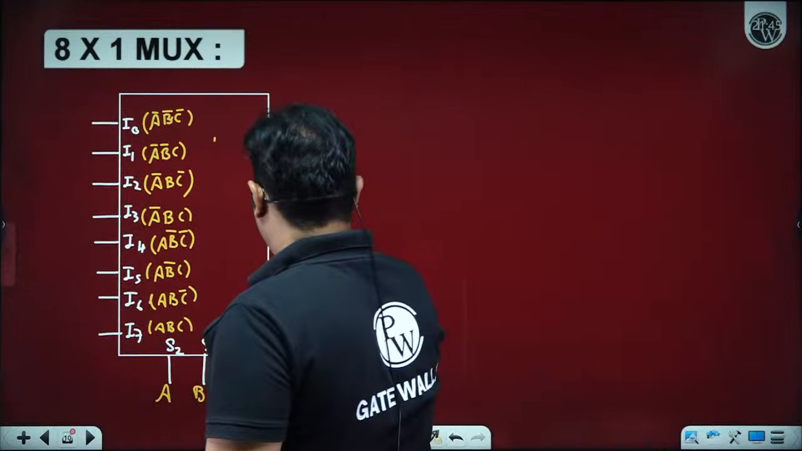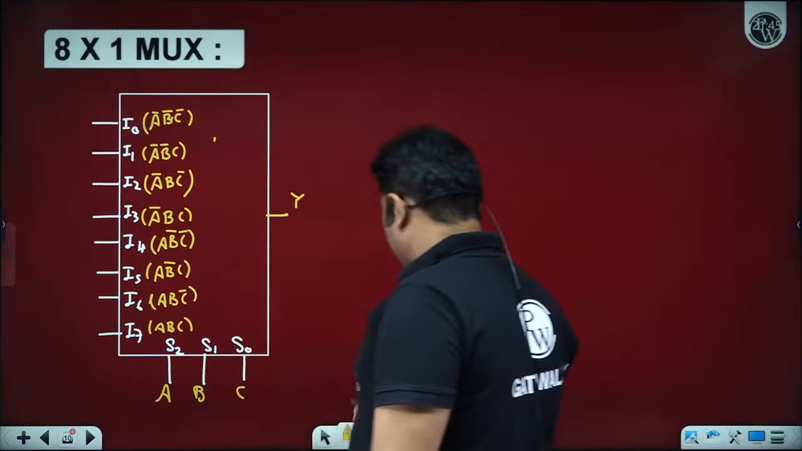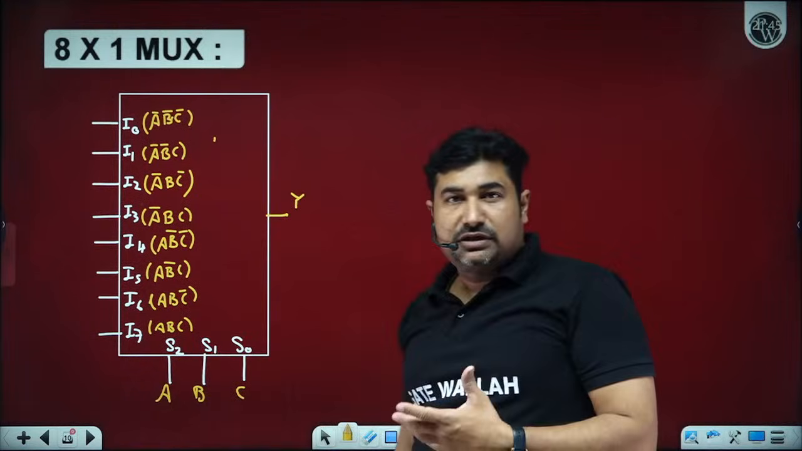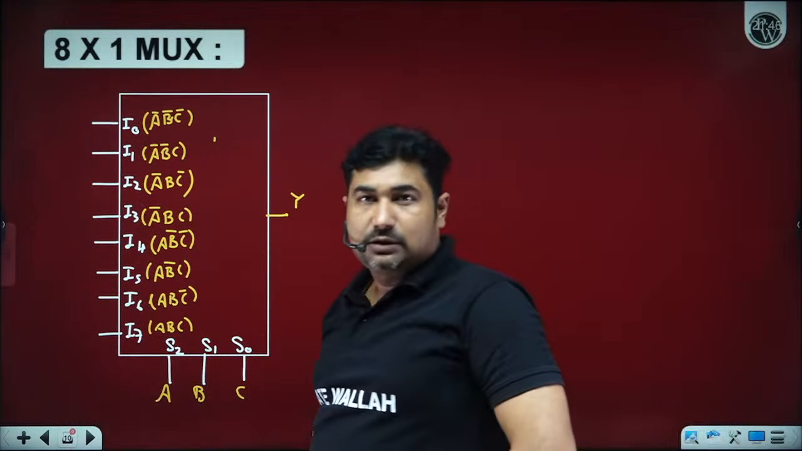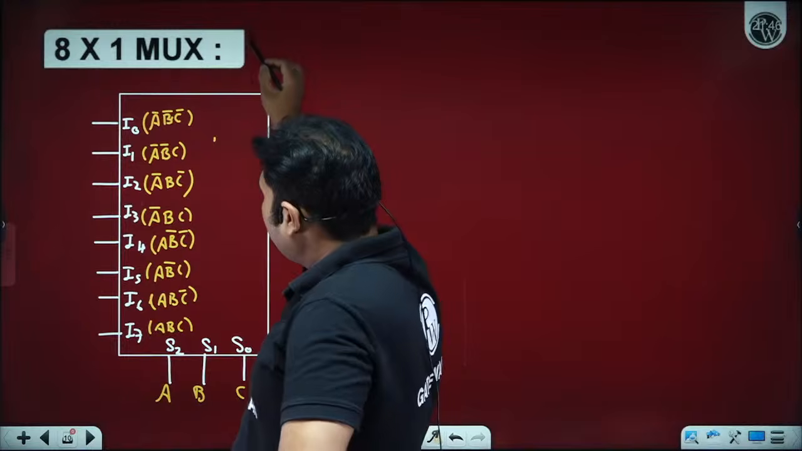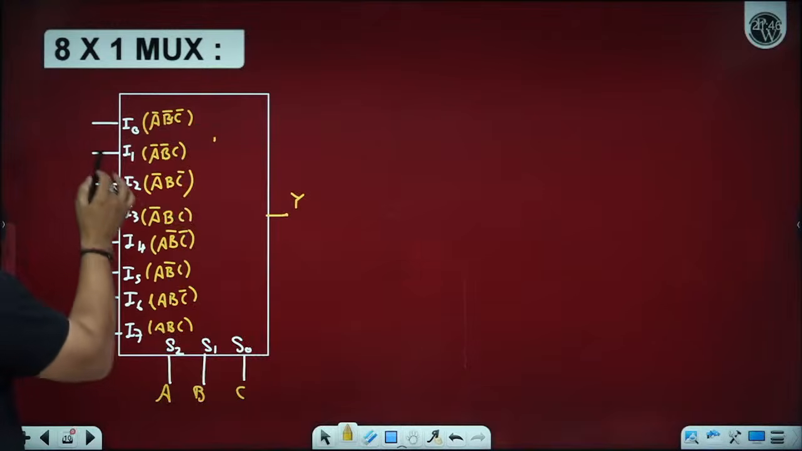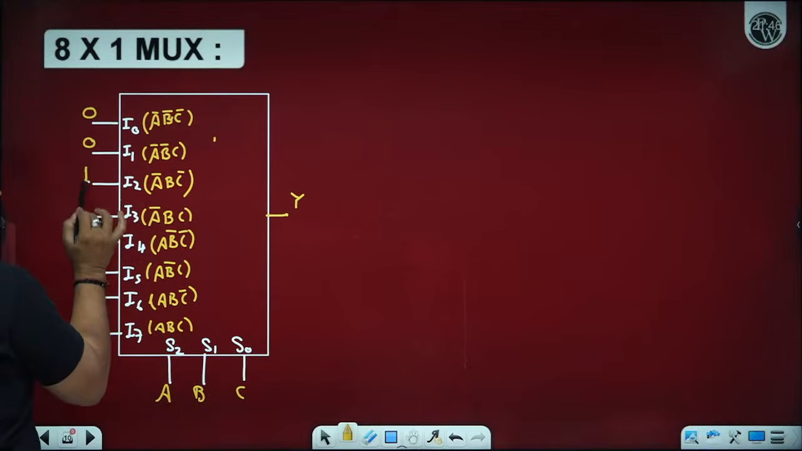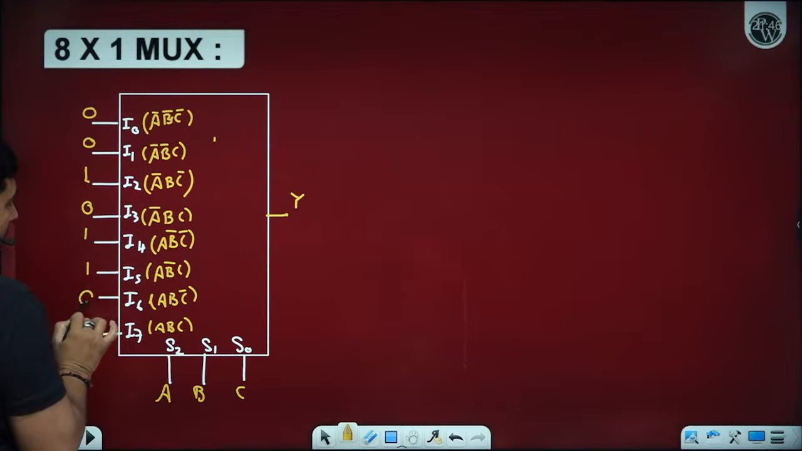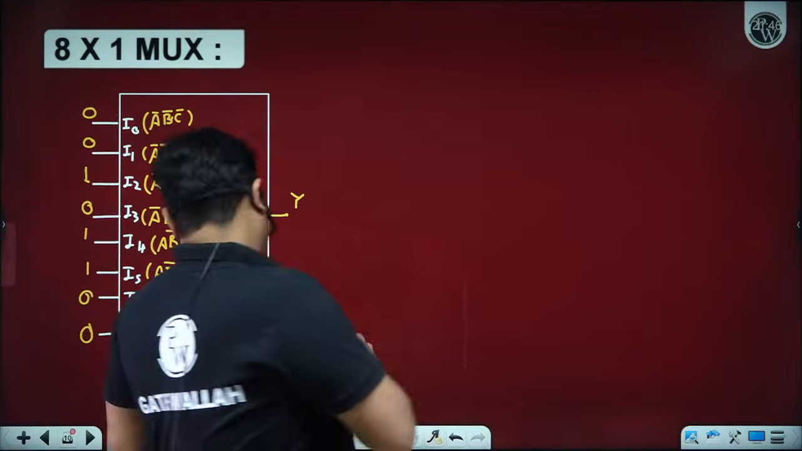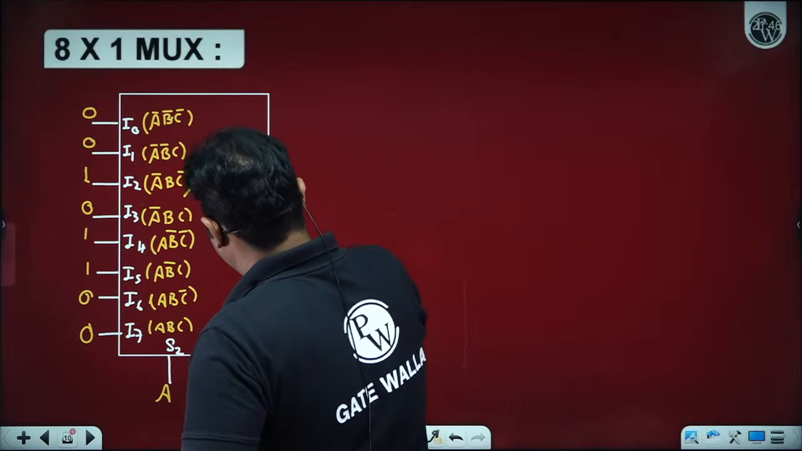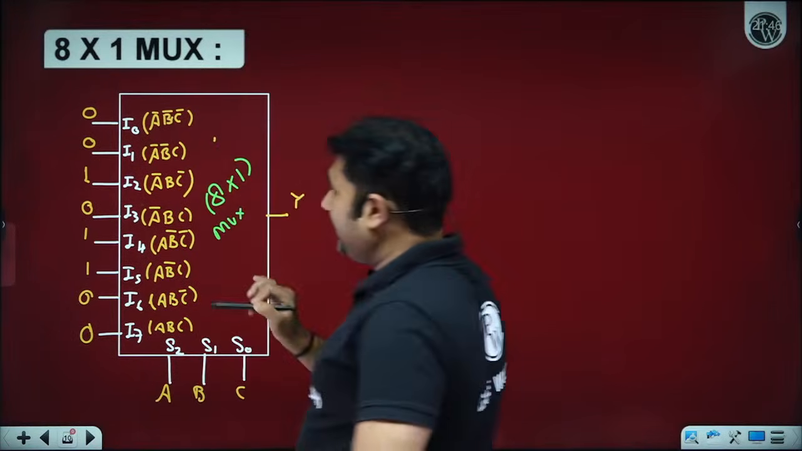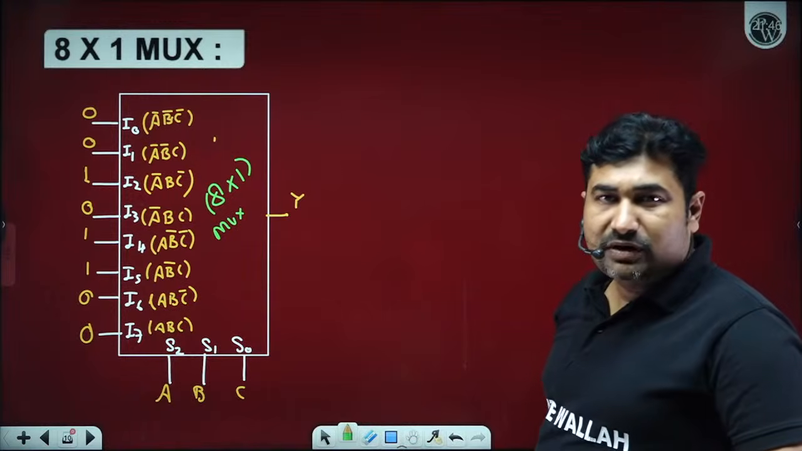Great, sir. For a moment, suppose I am interested to observe what is the logical expression from this given 8 cross 1 multiplexer. So I am creating it like a question. Please observe. Suppose I am interested to have the output logical expression obtained from this 8 cross 1 size mux. So can you find out the output expression from 8 cross 1 size mux?